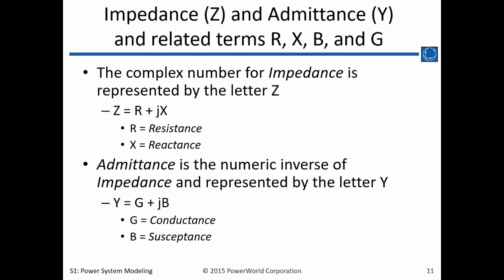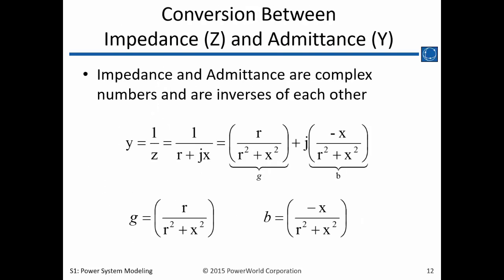So the impedance and admittance are related terms of R, X, B, and G. The complex number for impedance is represented by the letter Z. It's a combination of the real and reactive parts of the impedance, so R plus jX. Admittance is the numeric inverse of the impedance and represented by the letter Y. So if you invert R plus jX, you'll get G plus jB for conductance and susceptance. The conversion between impedance and admittance is just represented here on this page.